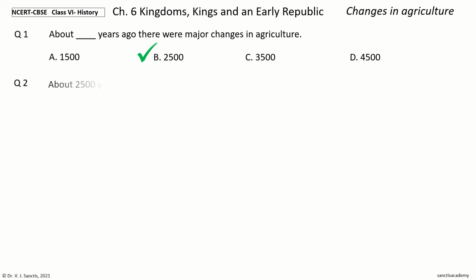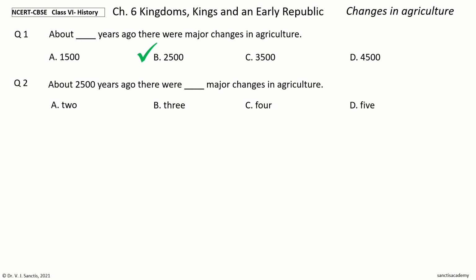Question 2. About 2500 years ago, there were dash major changes in agriculture. The options are 2, 3, 4, 5. Your time to choose. And the answer is 2. So, about 2500 years ago, there were two major changes in agriculture.